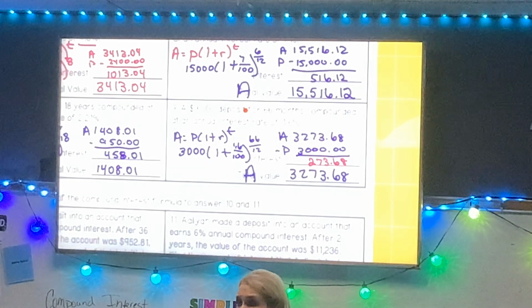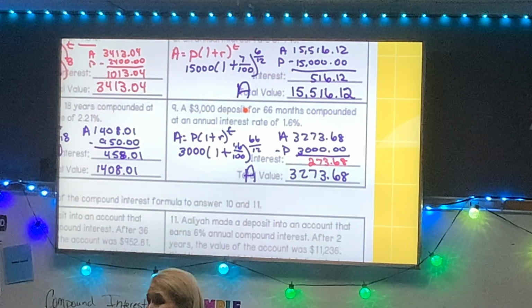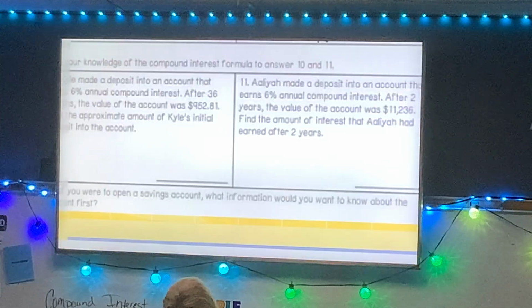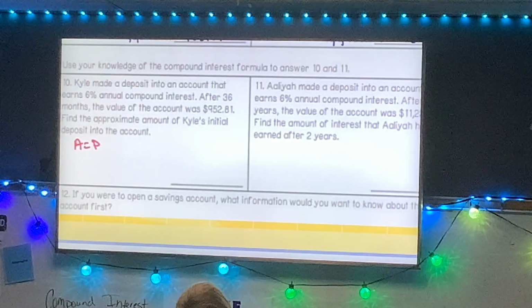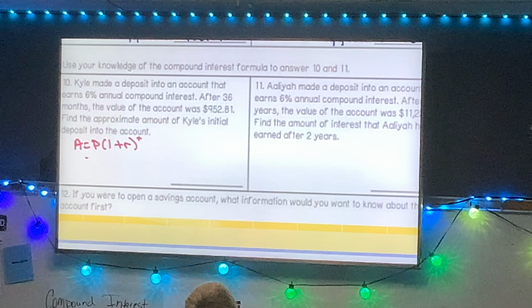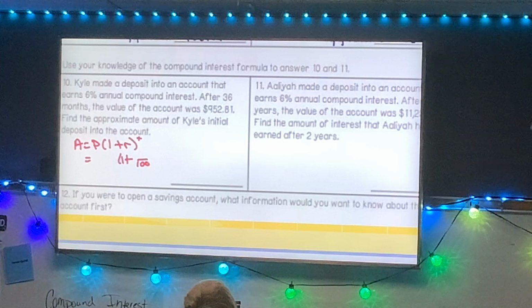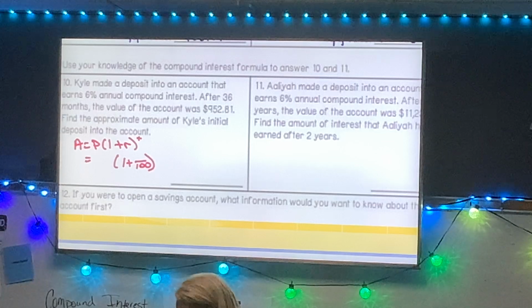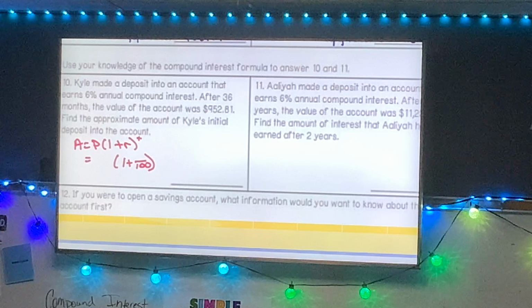Now you know we might miss a P, an R, or a T. They might do that, so we gotta take notes on it. So here we go. Go down here to number 10. A equals P, 1 plus R, T for time. And I like to set it up like that, just because I know as I read it, I can plug it in.